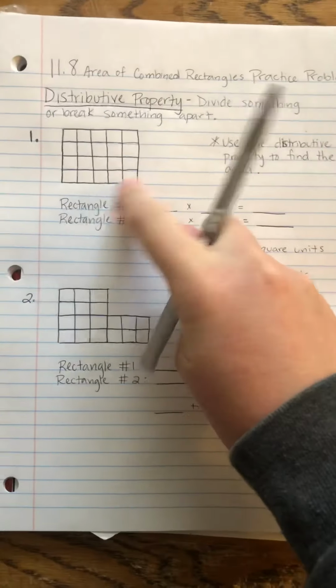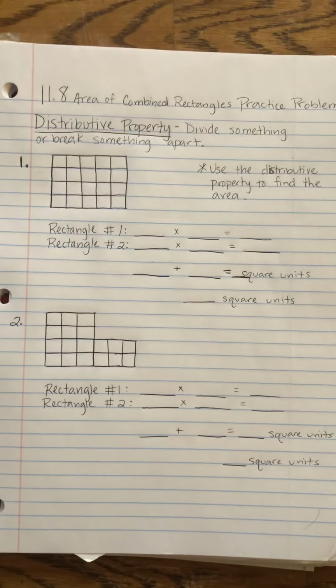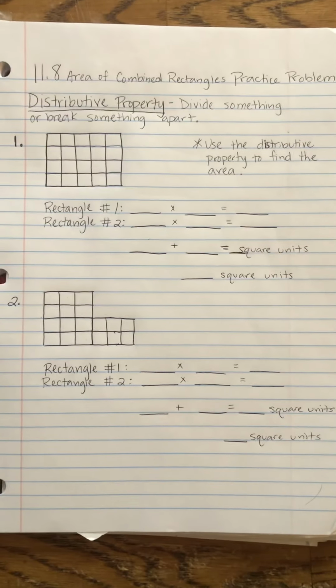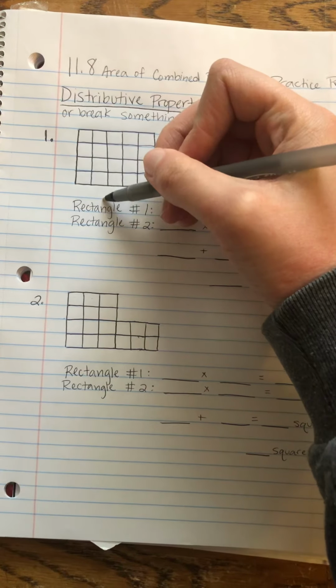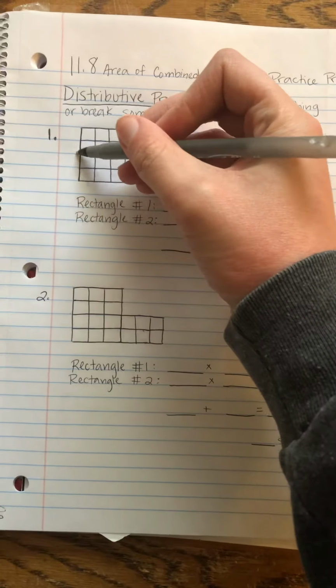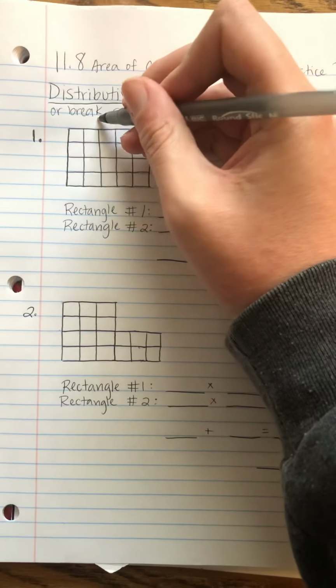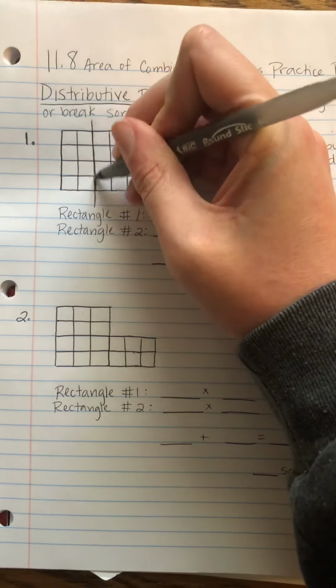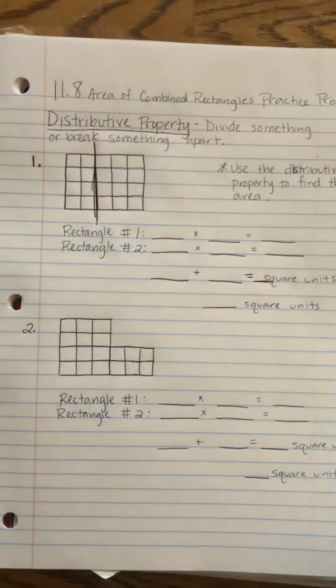So we have our figure here for number 1. You are going to break that apart into 2 rectangles. There are a lot of options. You could draw a line here to make 2 rectangles. You could draw a line through the middle to make 2 rectangles. There's a lot of options. I am going to draw a line right here to make my 2 rectangles. 1, 2. I have 2 rectangles.